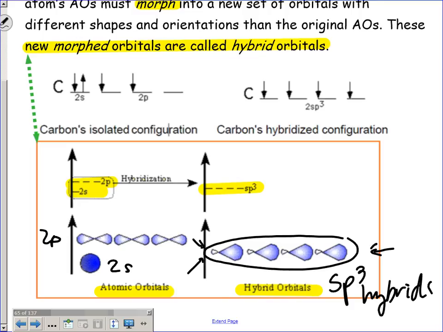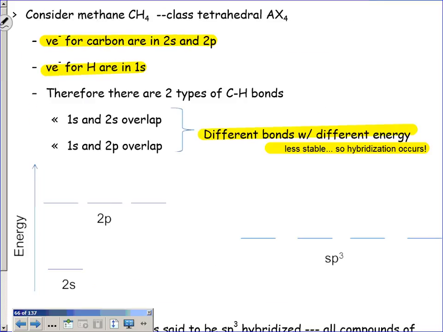Okay, so let's look at another style of these morphed orbitals. This is the same information. We're finishing up methane for you, and then we're going to go to carbon dioxide. So what we did was, and I already drew this over here for you, if you've not drawn this, make sure you do.